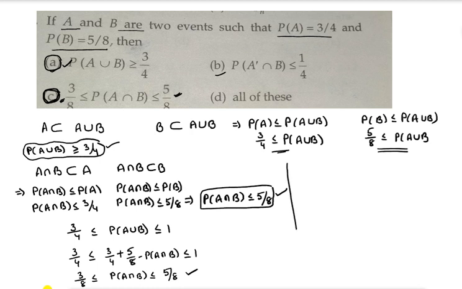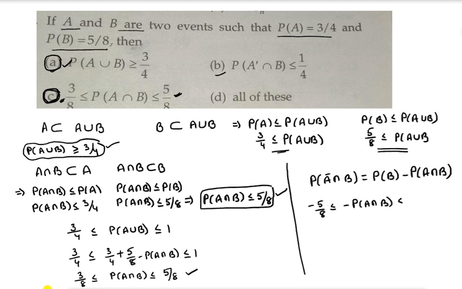At the same time, the next one is asking about P(A bar intersection B). So P(A bar intersection B) means, I hope you know, P(B) minus P(A intersection B), right? So we got the information earlier. So minus 5 by 8 is less than or equal to minus P(A intersection B), which is less than or equal to minus 3 by 8. That is the information we got. Here if you multiply by minus, you will get the same.